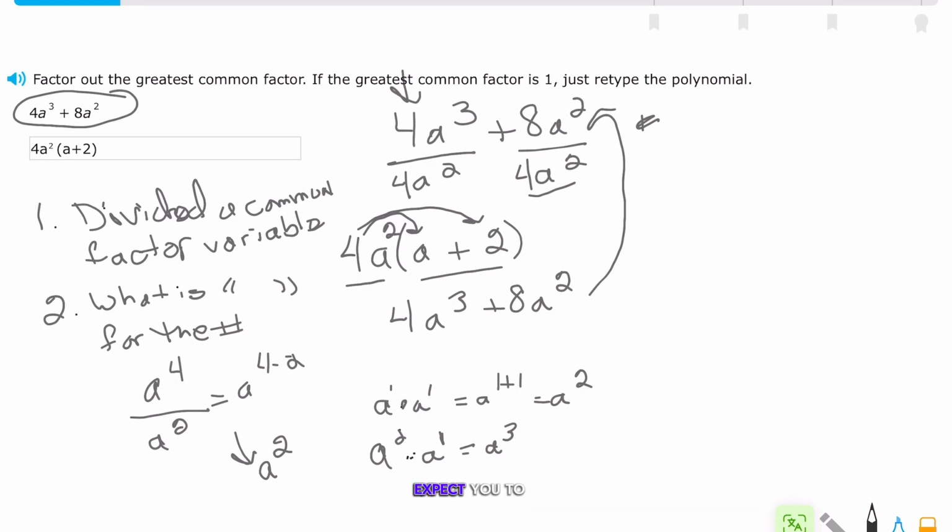So this is what I expect you to do on your snow day. Please type your name in the chat for attendance. And you can type what period you're in.